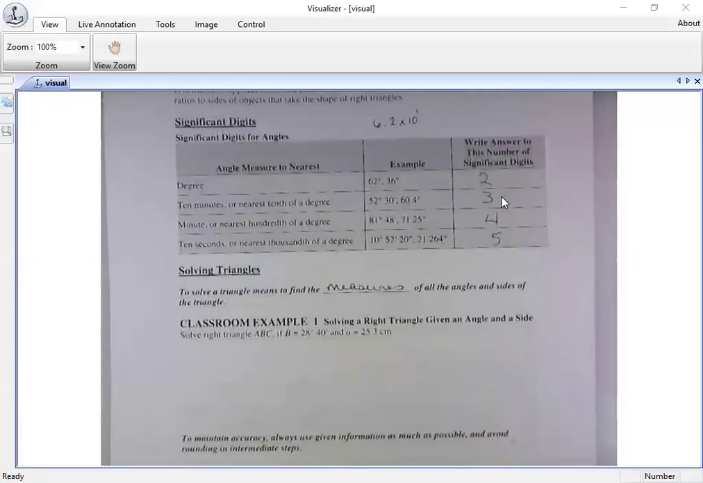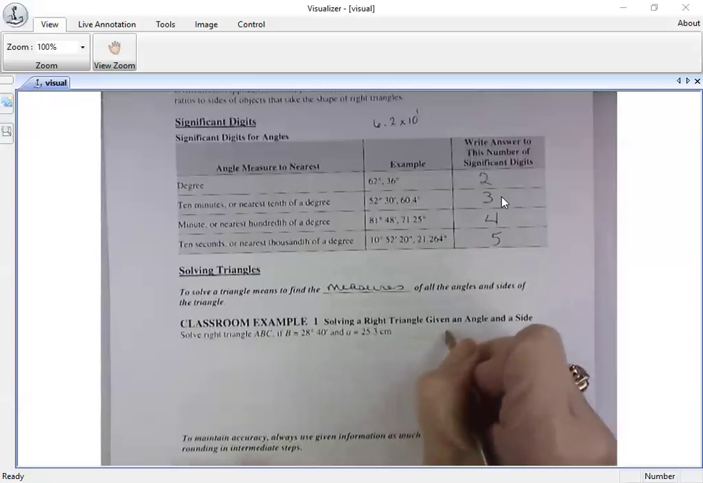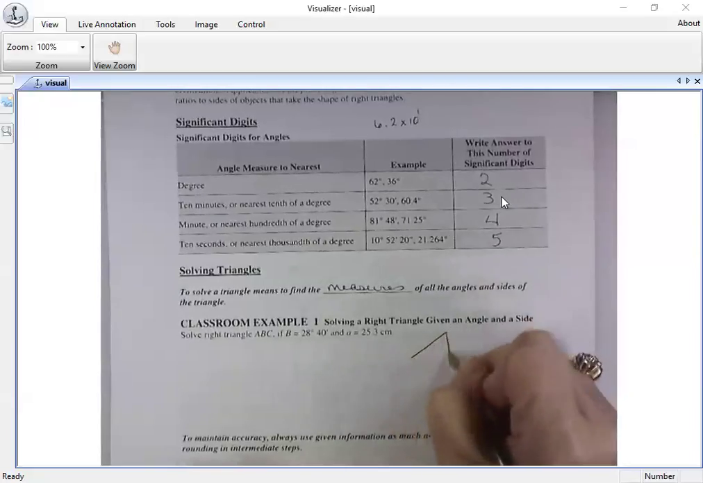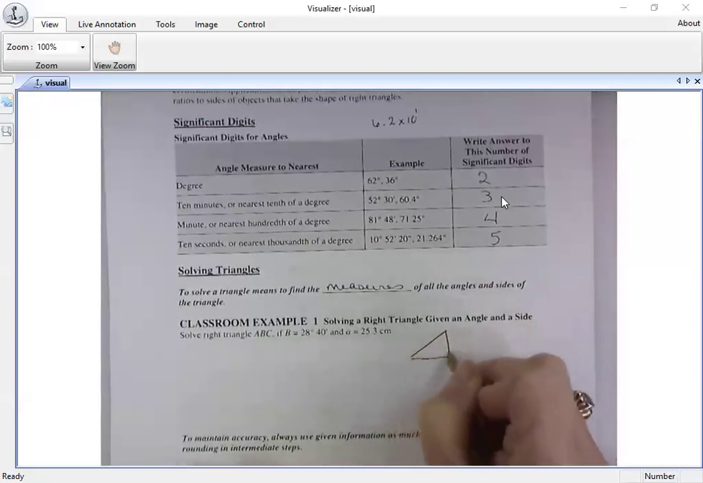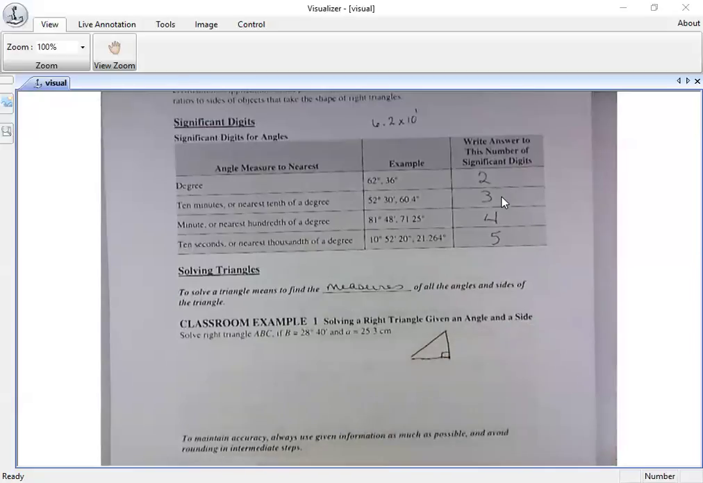So look at this. We have no diagram given to us, and we're supposed to solve this right triangle when we're given an angle and a side. Now, first of all, since there is no diagram, what do you think would be a very smart thing to do? Draw one. Excellent. So I'm going to sketch a right triangle. Doesn't matter which way you turn it. I just need to have a right angle in here. And here's what it tells me.